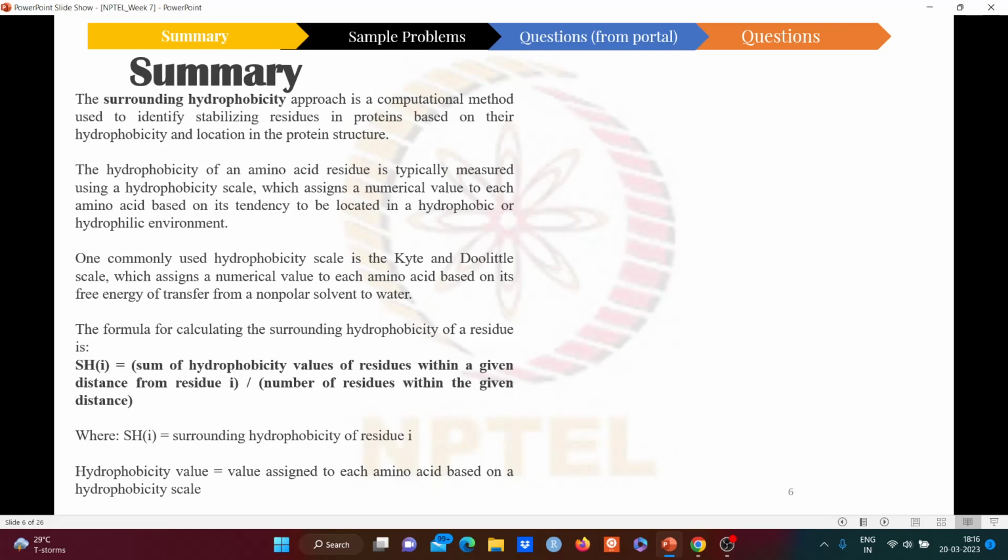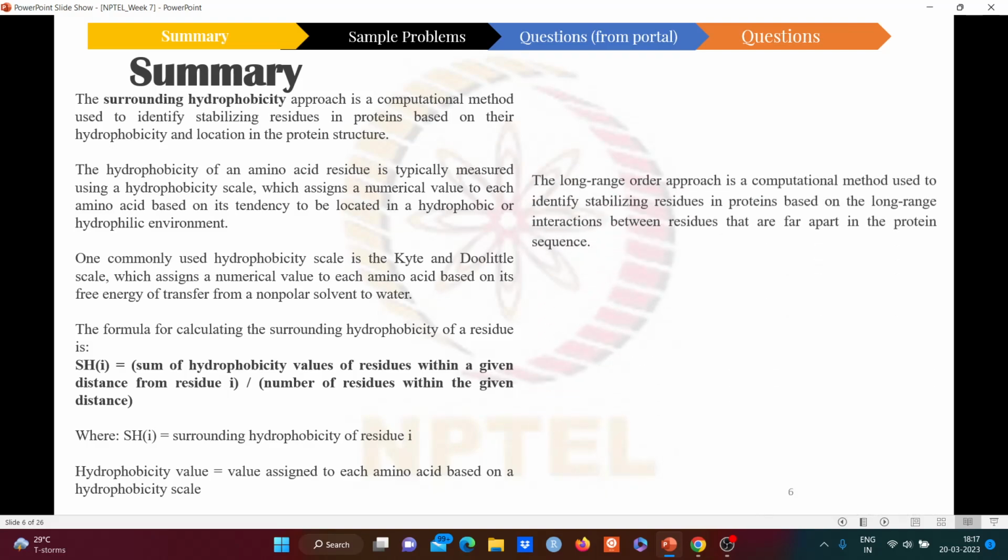For example, if we want to calculate the surrounding hydrophobicity of a residue i using a distance of 5 residues, say 5 residues are within the distance cutoff, we would sum the hydrophobicity values of the 5 residues divided by 5, the number of surrounding residues. These hydrophobicity values of the residues are taken from the scales, the Kyte-Doolittle scale. Here, residues with high surrounding hydrophobicity values are more likely to be present in the core and interact with other hydrophobic residues, contributing to the stability of the protein.